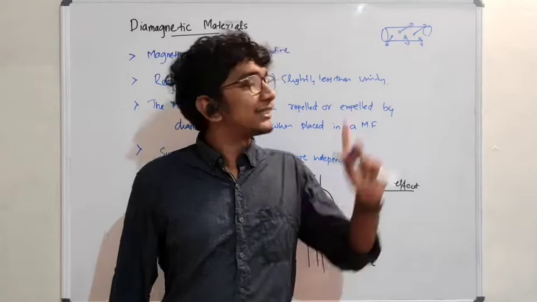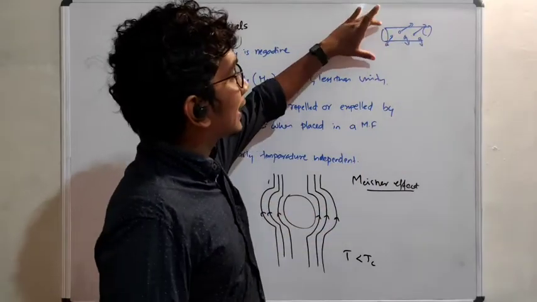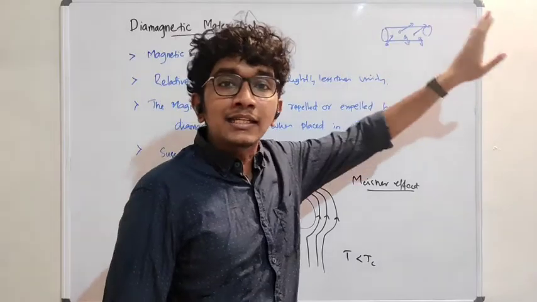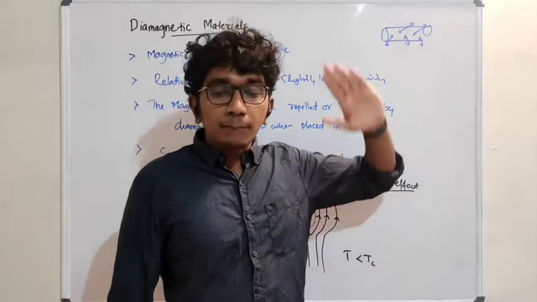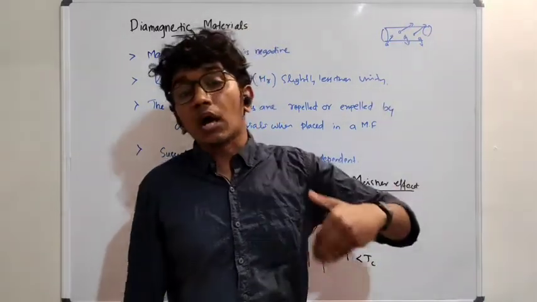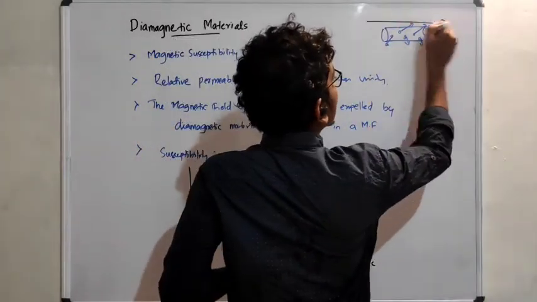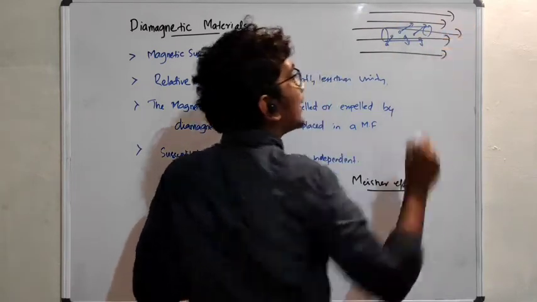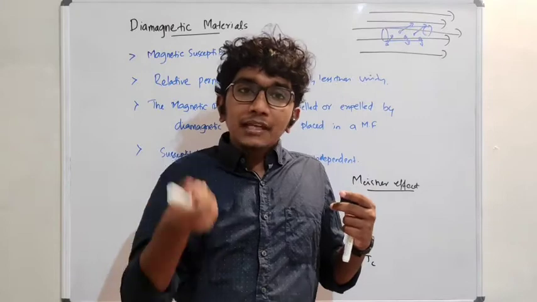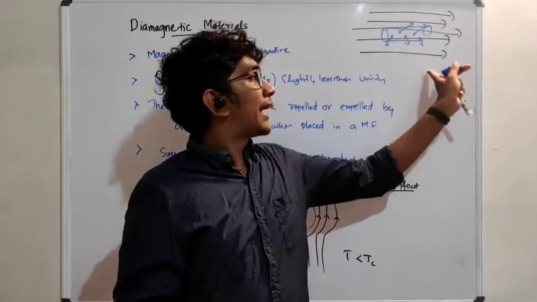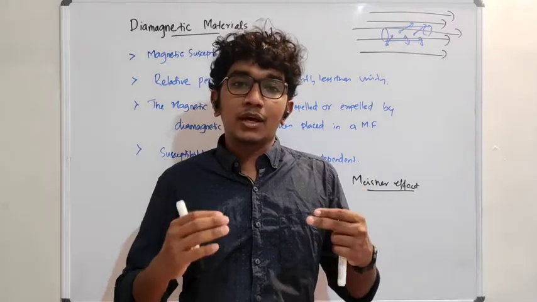When you place this material in an external magnetic field, the electrons align in a particular way. Some of the electrons will speed up and some of them will slow down. Suppose there is an external magnetic field here. The electrons also produce a magnetic field. If that magnetic field is anti-parallel to the external magnetic field, then that electron will speed up and the other one will slow down. That is the basic idea that you have to understand.